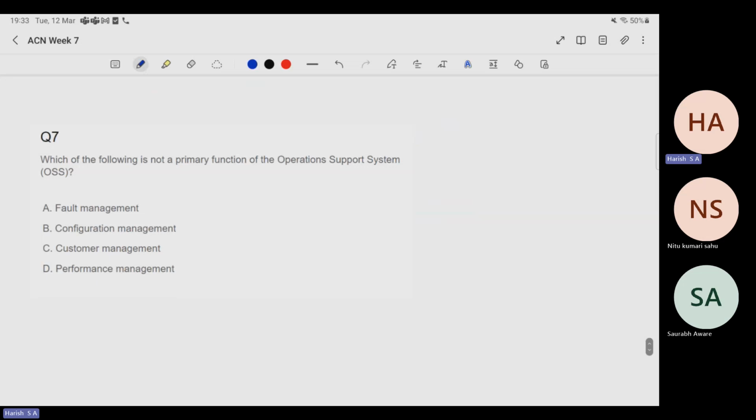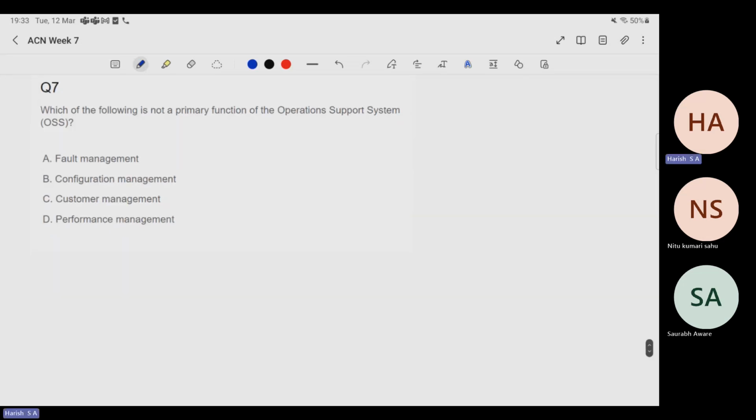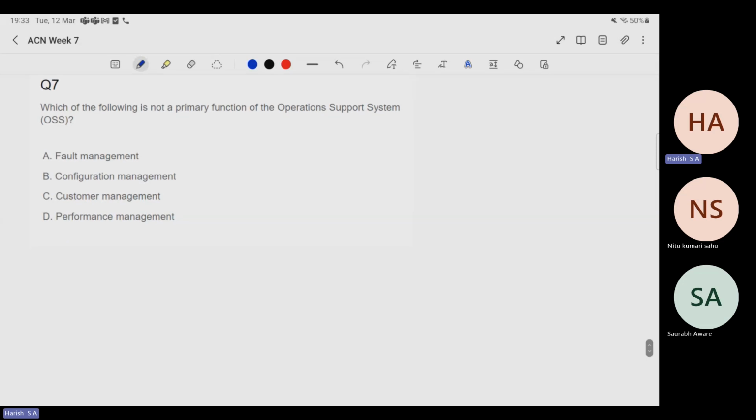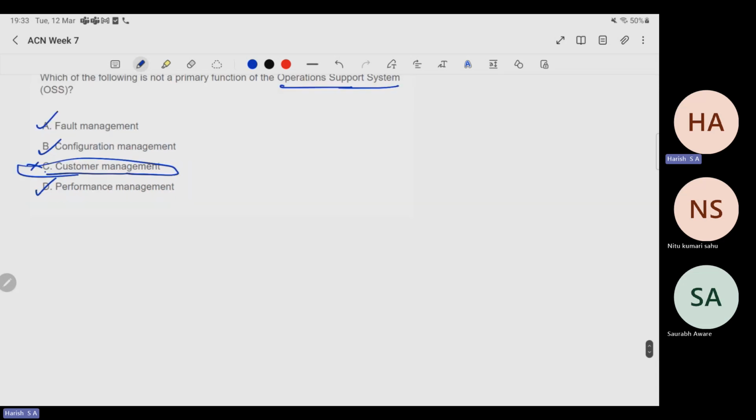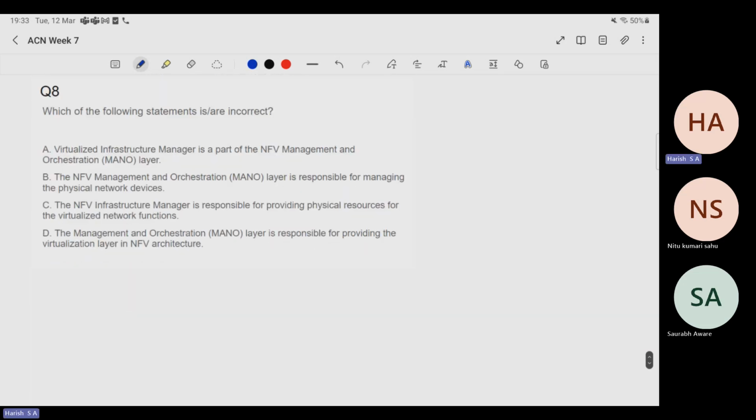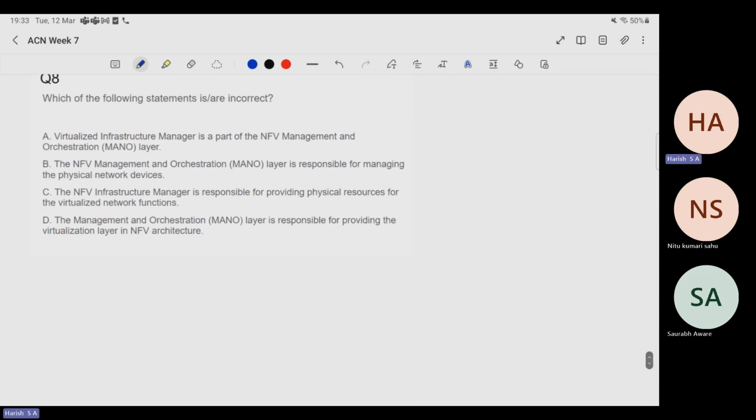If you take a look at the lecture, you will find a diagram where the functions of the operation support system are. This is basically a part of the architecture. So here, in the operation support system, is fault management a primary function? Yes, it is. Is configuration management? Yes, it is. Is performance management there? Yes, it is. But customer management, it's not. Customer is something else, right? This is directly from theory. You can just go and take a look there. Again, we are looking for the statements that are incorrect.